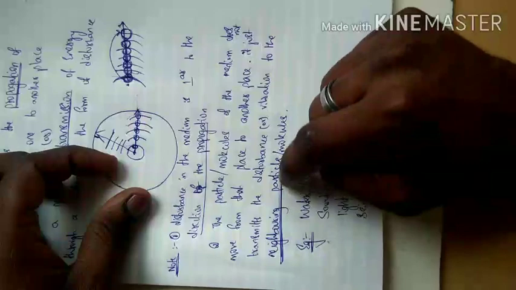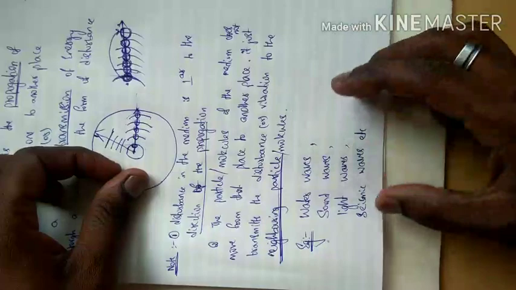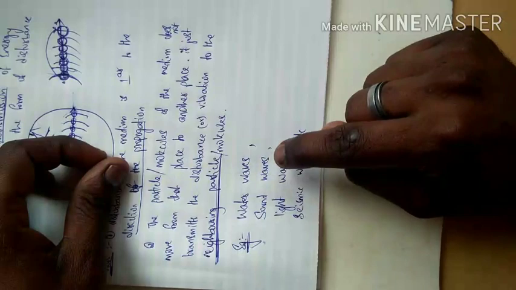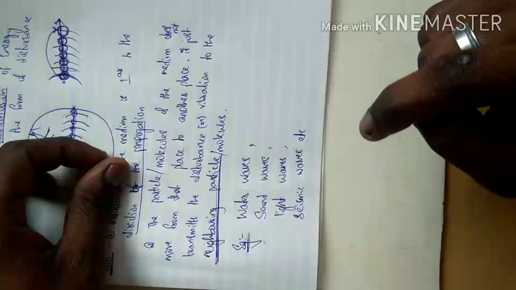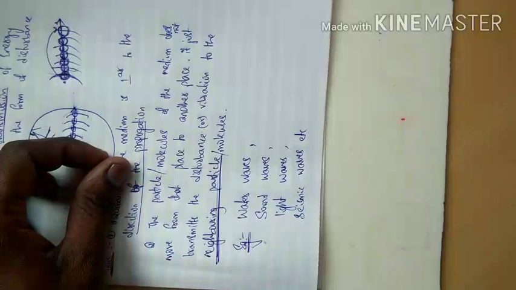Coming to some of the examples which we encounter in our day-to-day life with respect to waves: water waves, sound waves, light waves, seismic waves. Seismic waves is nothing but the earthquake. In scientific terms, we call it seismic waves.